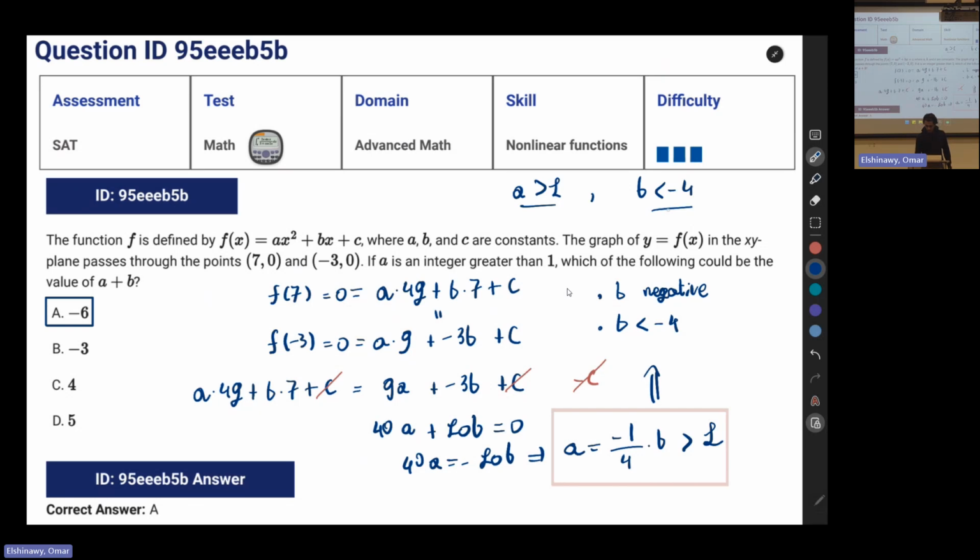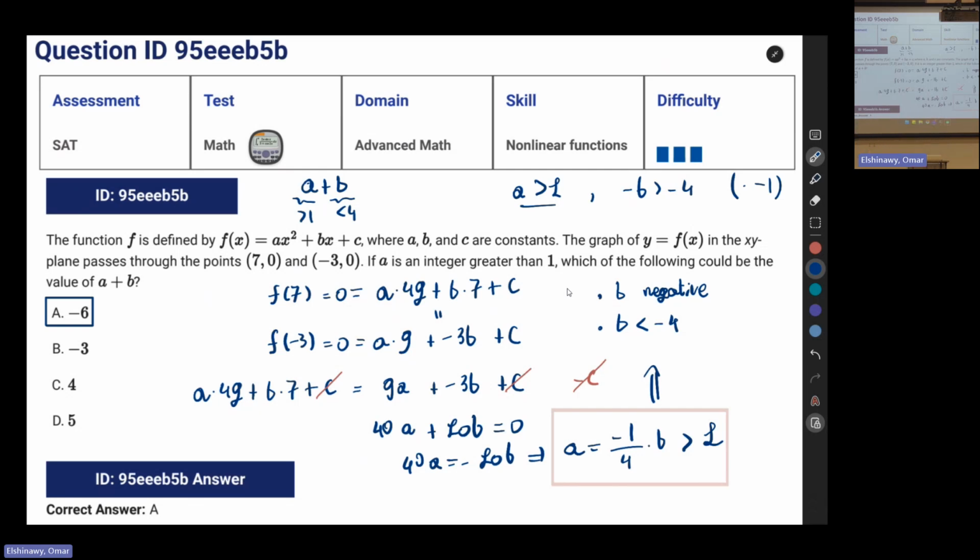Yeah, so we have these two equations, but how do we conclude? So we look at a plus b. A is greater than 1, and b is less than -4. Then if I take minus b, so if I multiply this by -1, I'll get that minus b is greater than 4. Why am I switching the sign?